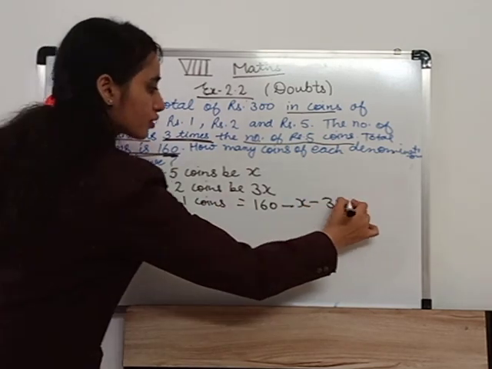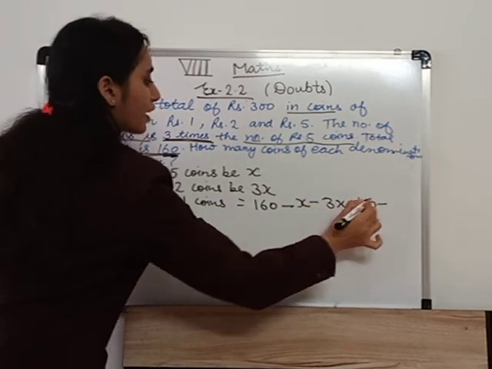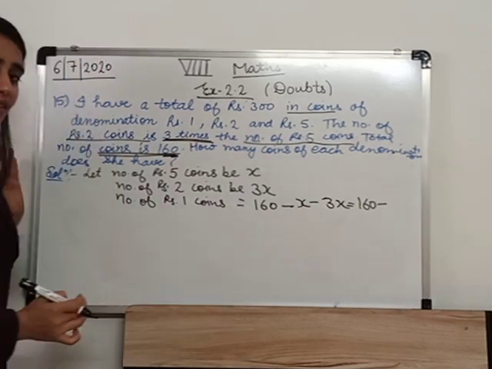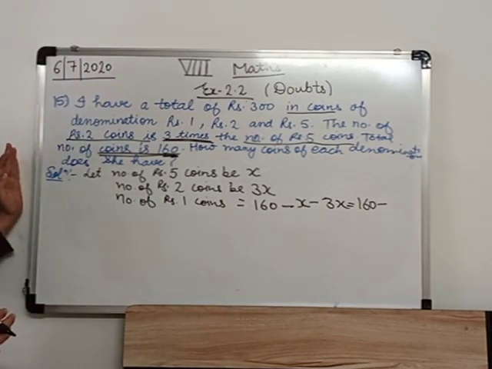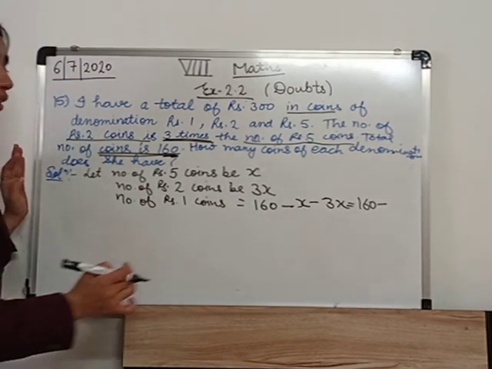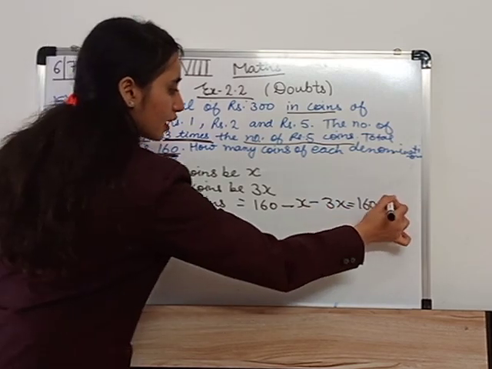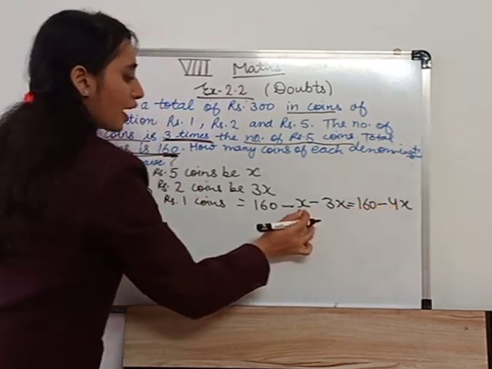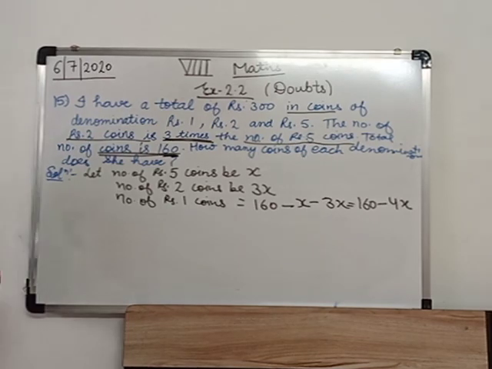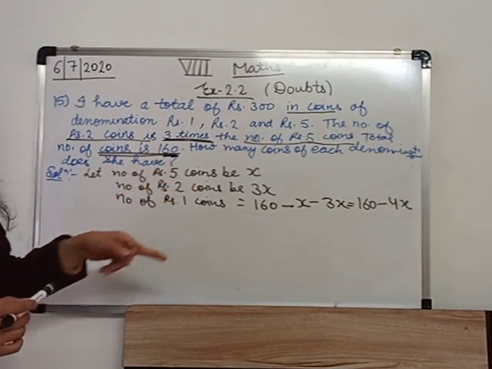That is equal to 160 minus... both these have negative sign, then we can add these because these have same sign. 3x plus x is equal to 4x with negative sign because both the digits have same sign. Understood how we can find these numbers?